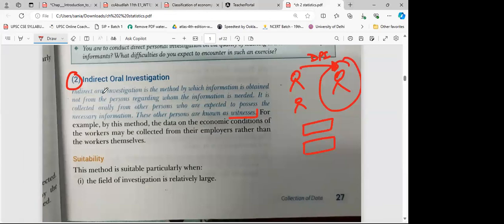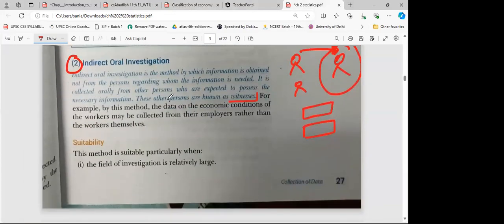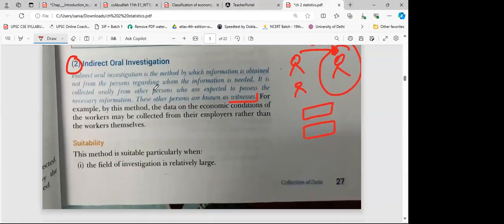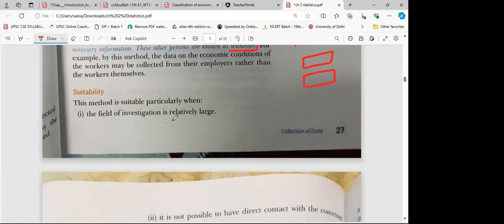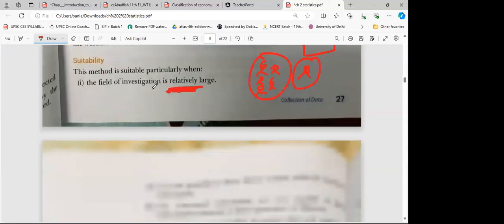So this is indirect oral investigation, I hope you got it, right? Indirect oral investigation is basically you are collecting the data, but not directly from the person, but from a secondary person whom you think might have the information. Maybe his mother, maybe his father, maybe his friend, anyone. Now suitability: the field of investigation is relatively large. For example, over here, this is a village, where 100 people live. You think the Gram Panchayat person will have the data, so you collect the data from him. So when the field is large, you will go for indirect.